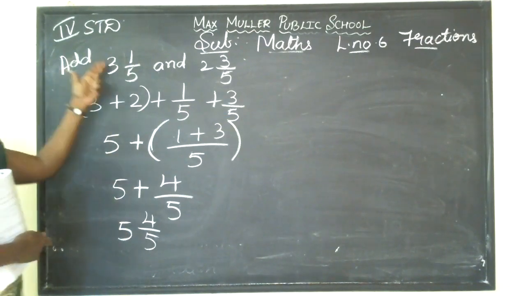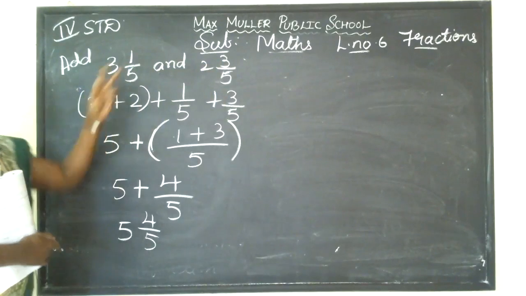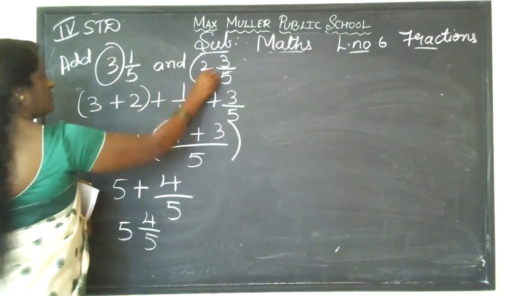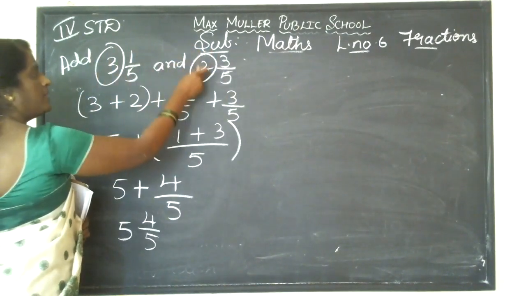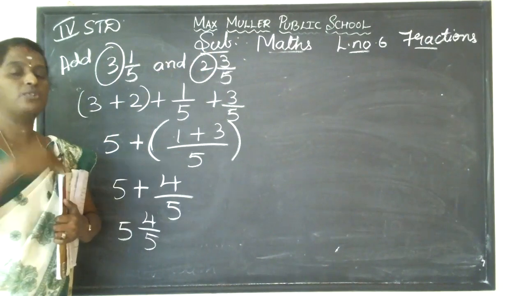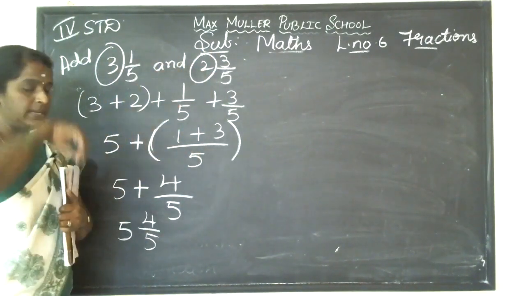You may think, oh, 3 plus 1 is 4, 4 by 5, 2 plus 3 is 5 by 5. No, children, the whole number first. This is the whole number. Last class also I have done whole number. When you want to do improper fraction, you should convert into mixed fraction. This is mixed fraction. Yes, no, children?